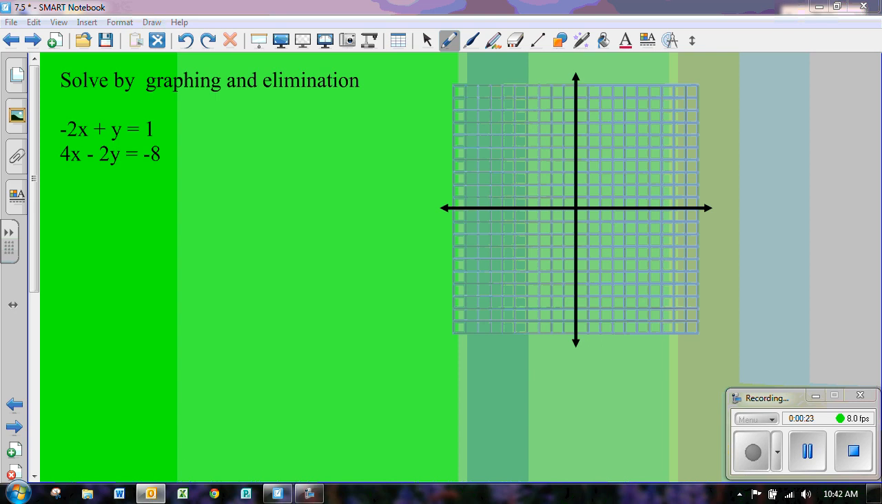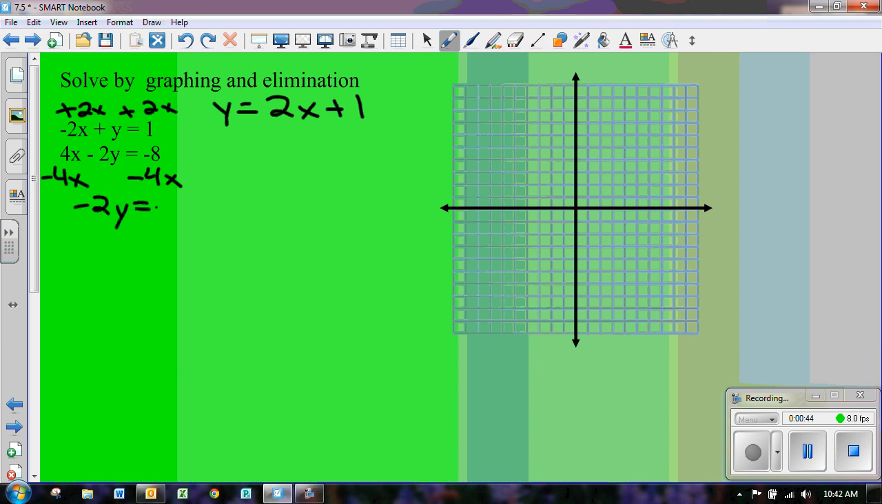So first, we're going to graph this. To do that, I would have to add 2x to both sides, so I'd have y equals 2x plus 1. So that's our first equation. For our second one, I'd have to subtract 4x from both sides, so I get negative 2y equals negative 4x minus 8. Then I'd divide by negative 2, so y equals 2x plus 4.